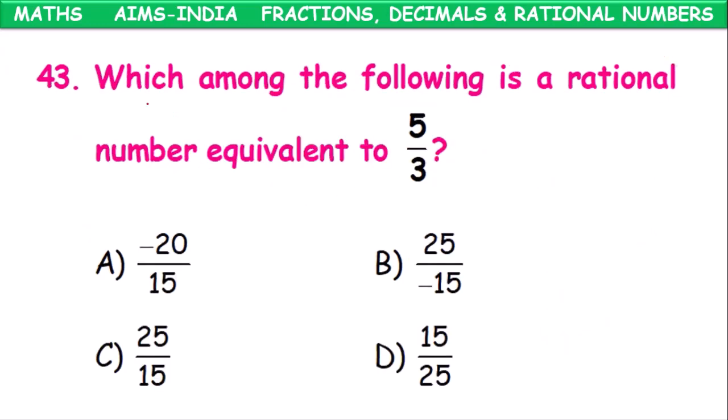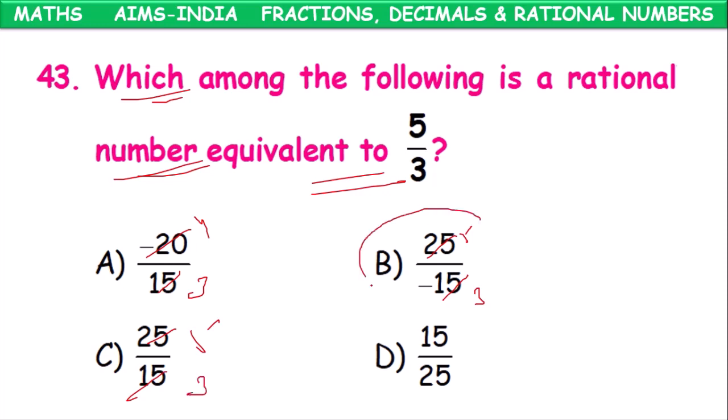Next one. Which among the following is a rational number equivalent to 5 by 3? Here, this is also 5 by 3, but a minus is there. This is 5 by 3, no minus symbol is there. So, the C option is the equivalent of 5 by 3.